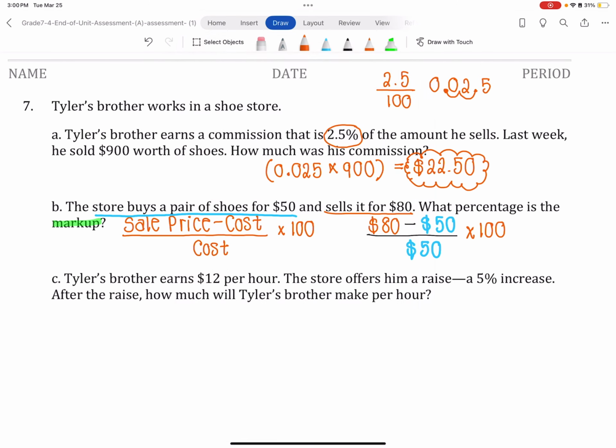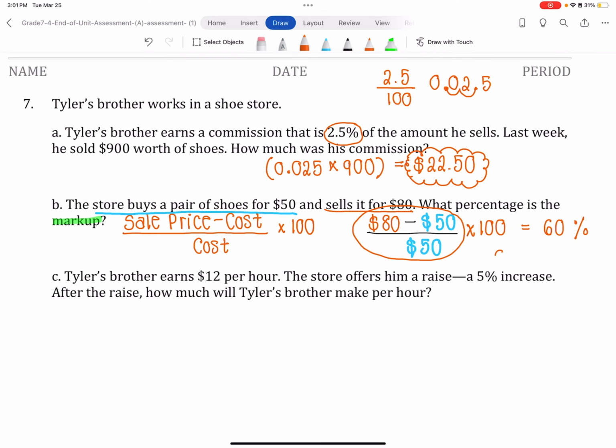And so when we calculate all of this out, we will end up with 60%. The markup is $30, and $30 is 60% of $50. This part over here, 80 minus 50 divided by 50, is going to give us 0.6. And if we multiply that by 100, we get 60%.